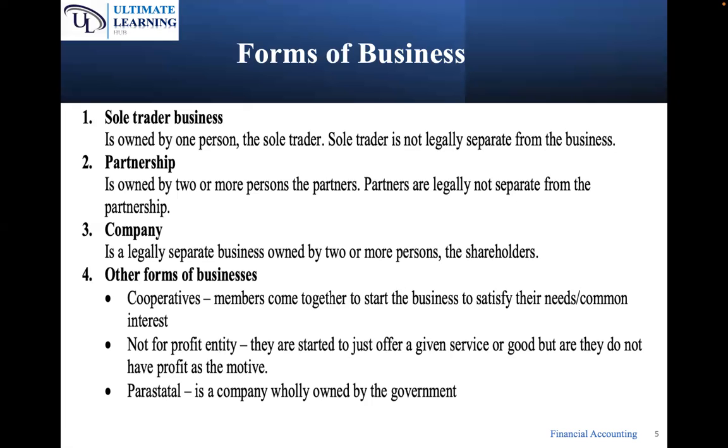And also we have parastatal as another form of business, and a parastatal is a company that is fully 100% owned by the government, even though sometimes the government can just have a percentage stake in the parastatal, but they must have majority ownership. So there are basically three forms of business: sole traders, partnerships, companies, but other forms of business include cooperatives, not-for-profit making organizations, and parastatals.